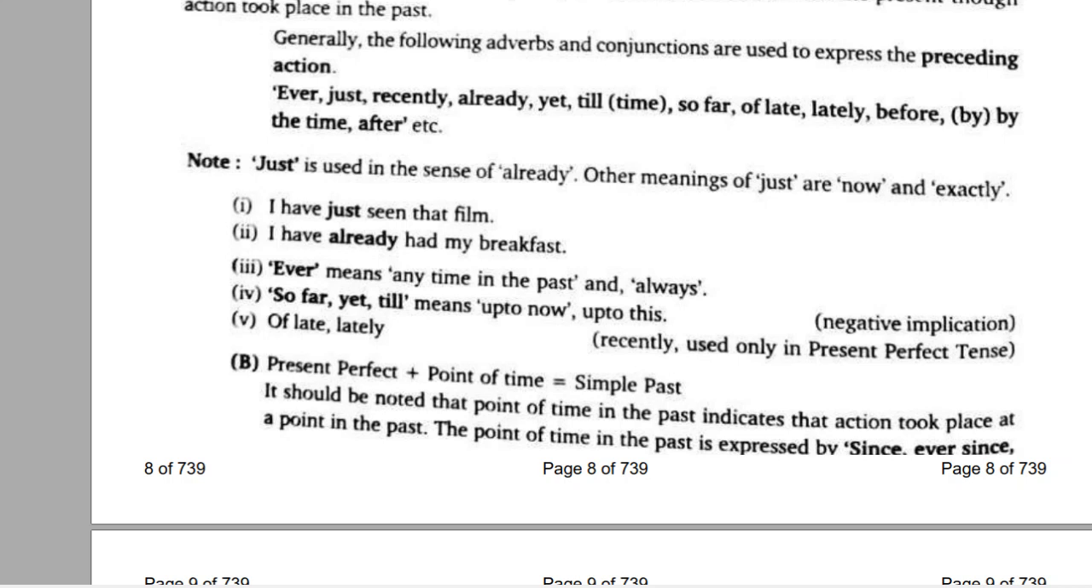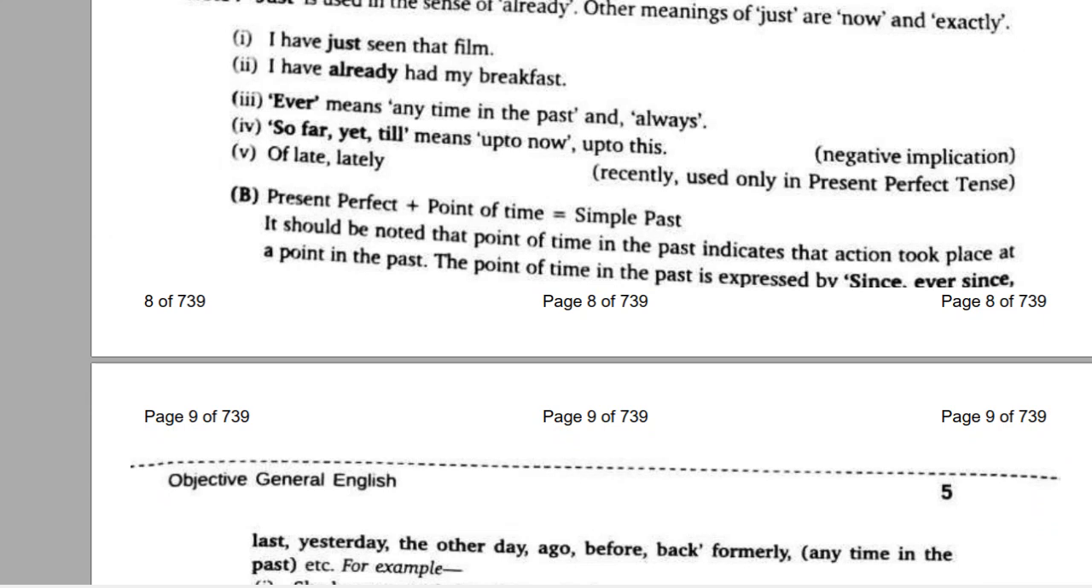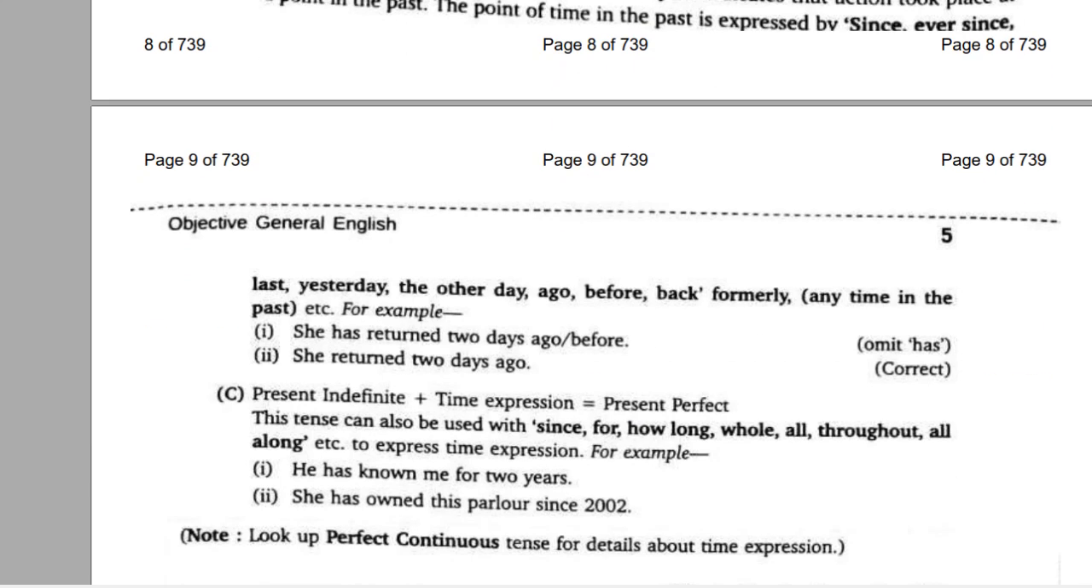Present perfect plus a point of time is a simple past. It should be noted that a point of time in the past indicates the action took place at that point of the past. A point of time in the past is expressed by since or ever since, last, yesterday, the other day, ago, before, back, formerly. She has written two days before. Yes, she returned two days before. Correct.